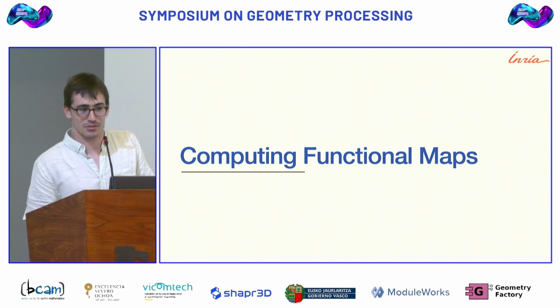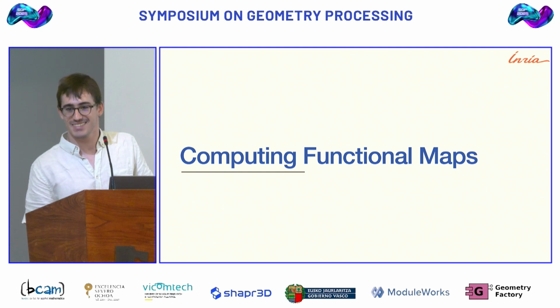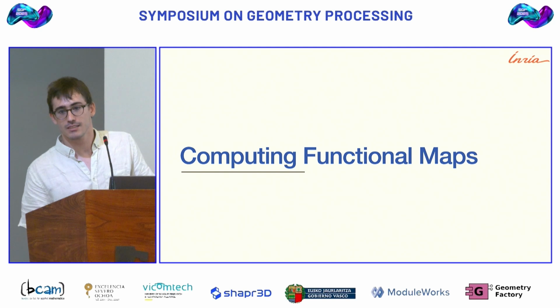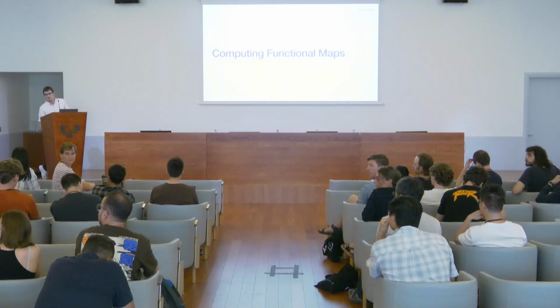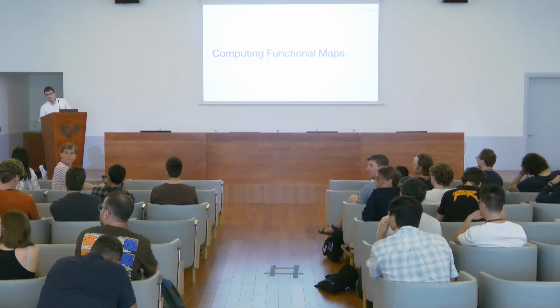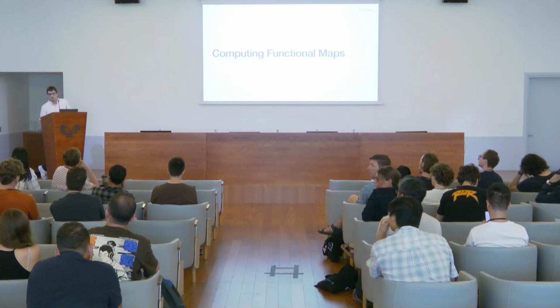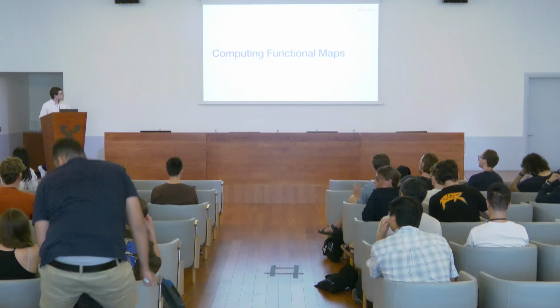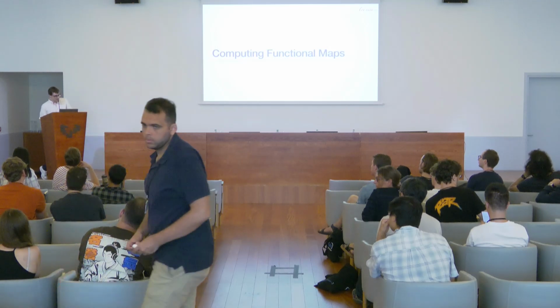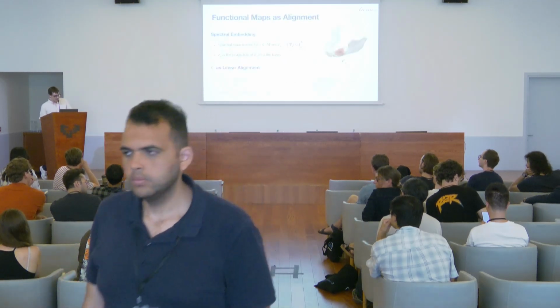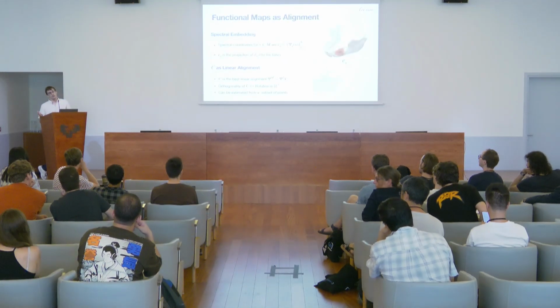Doesn't look like there's a question right now, so maybe, oh, yes? As you just said, for near isometric shapes, the alignment is linear in this embedding space. So basically, for non-isometric shapes, it would be a non-linear alignment in the embedding space. Is there anything which tries to tackle this? I think for most shapes, it's going to be a linear alignment on the full basis.